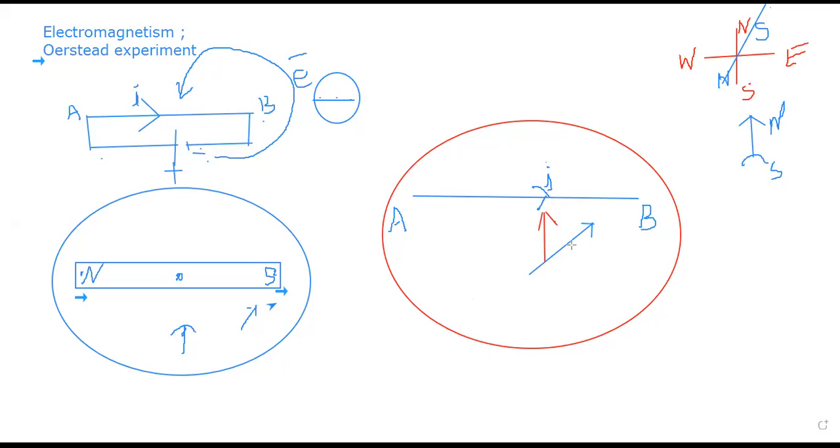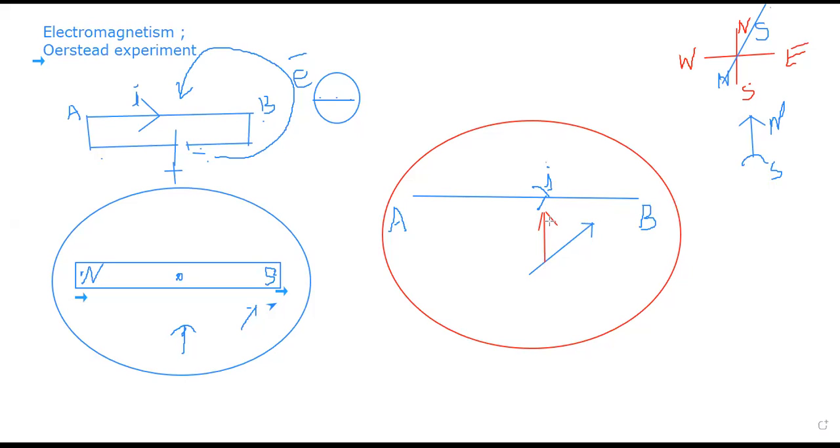The blue line indicates the deflection. If there is no current in this conductor, the magnetic needle does not deflect. The red line shows zero deflection, without the magnetic field, when no current is passing through it.